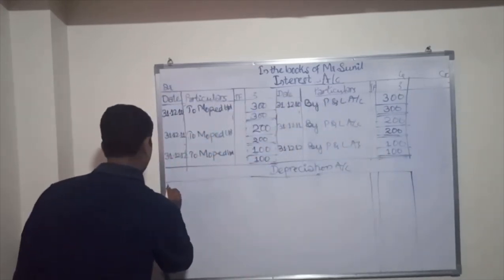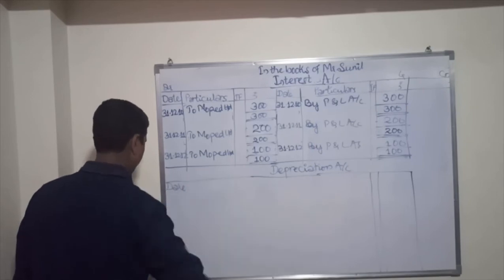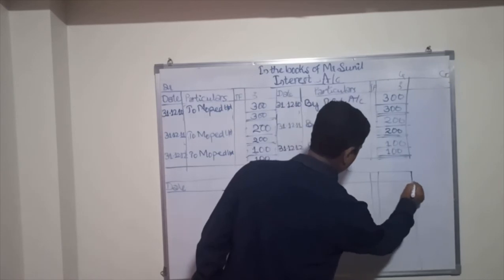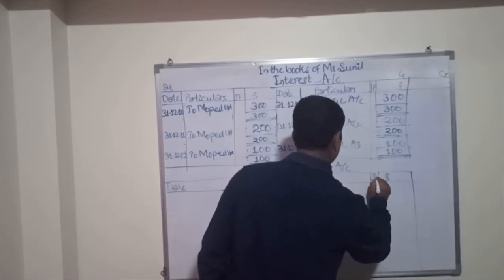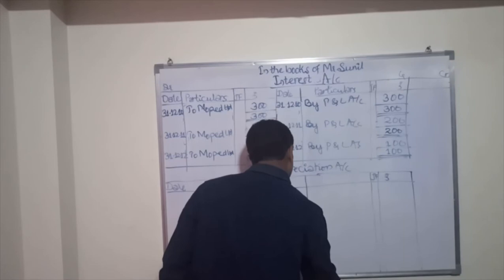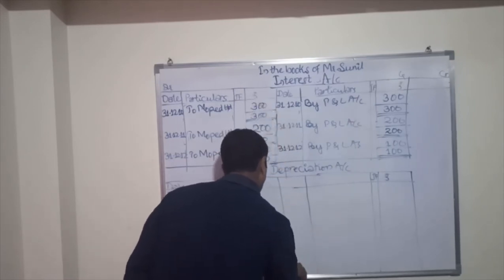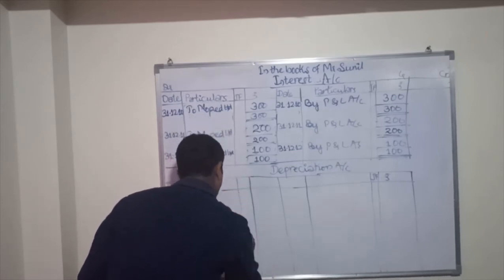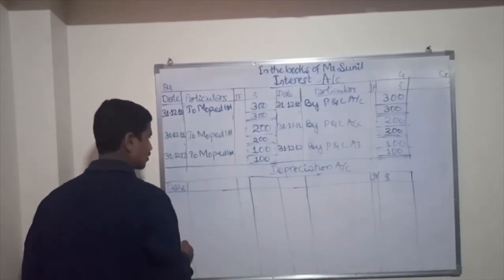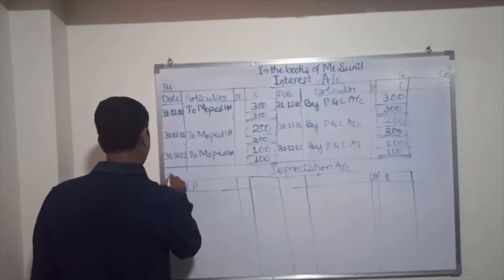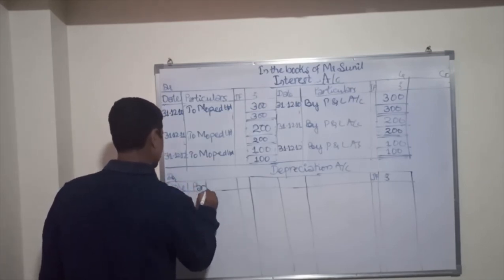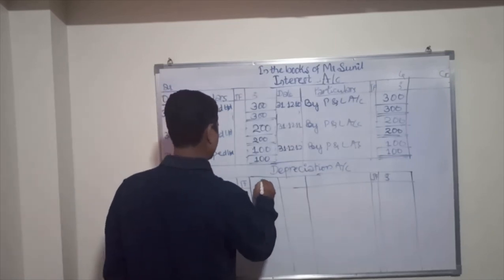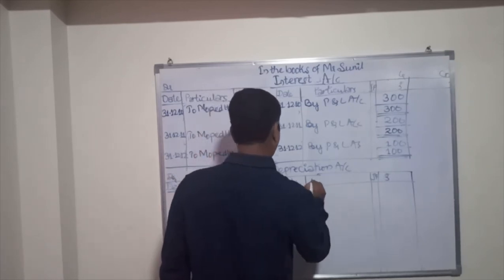The same column sheet will continue: date, particulars, JF, rupees, and credit side with date, particulars, JF, rupees. Similarly, as with the interest account, only 3 entries will come here.